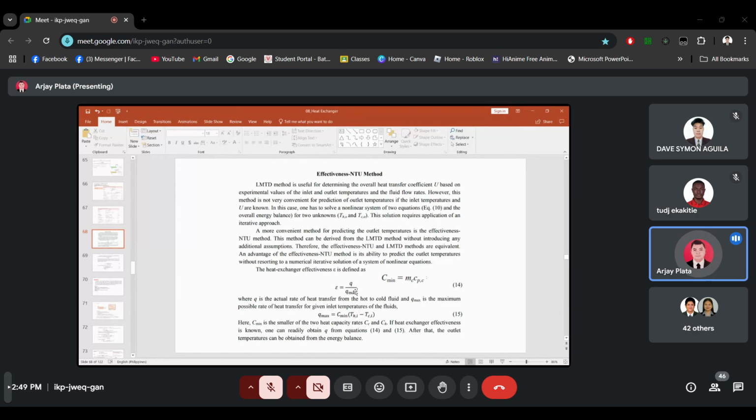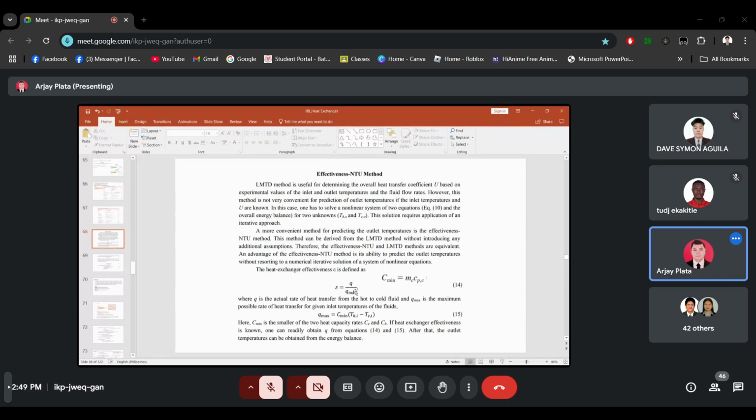So this effectiveness NTU method is a more convenient method for predicting the outlet temperatures. This method can also be derived from the LMTD method without introducing any additional assumptions. Therefore, the effectiveness NTU and LMTD methods are equivalent. An advantage of the effectiveness NTU method is its ability to predict the outlet temperatures without resorting to a numerical iterative solution of a system of nonlinear equations.